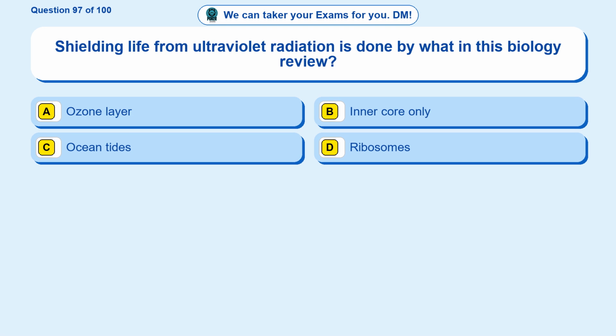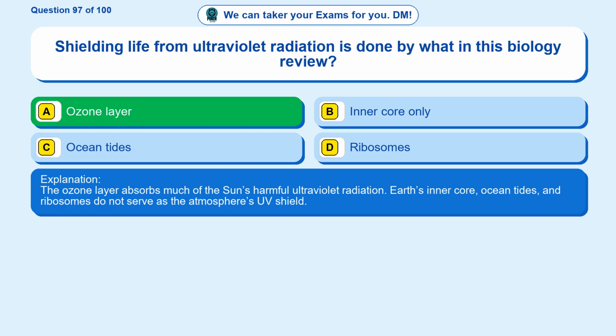Question 97. Shielding light from ultraviolet radiation is done by what in this biology review? Option A, ozone layer. Option B, inner core only. Option C, ocean tides. Option D, ribosomes. The correct answer is option A, ozone layer. The ozone layer absorbs much of the sun's harmful ultraviolet radiation. Earth's inner core, ocean tides, and ribosomes do not serve as the atmosphere's UV shield.